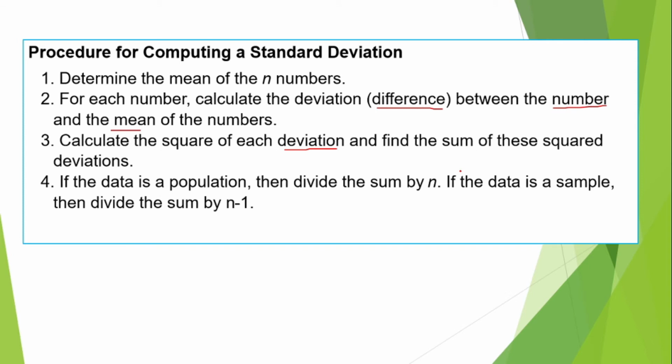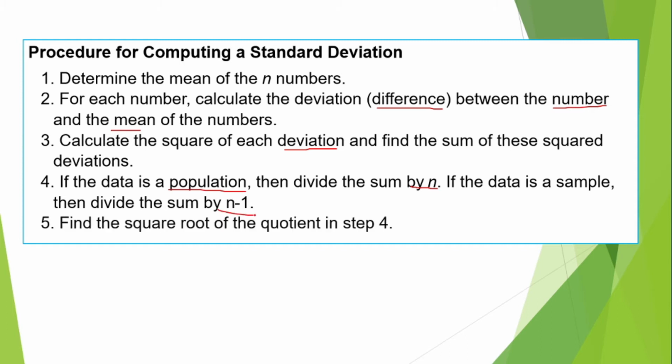And number 4, if the data is a population, so this is what I said earlier in step 1, if the data is a population, then divide the sum by n, and if the data is a sample, divide the sum by n minus 1. And to find the standard deviation, find the square root of the quotient in step 4. So, we need to get the square root of the quotient in step 4.